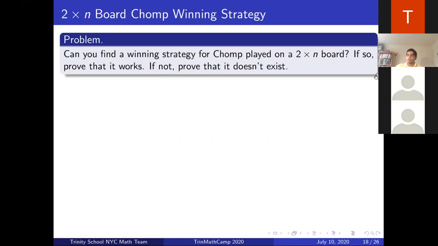Okay, so let's talk about the case where we have a 2 by N board, so 2 rows and N columns. Can you find a winning strategy for chomp played on a 2 by N board? If so, prove that it works. If not, prove that it doesn't exist. So I'll give you 2 minutes for that, just because we are running low on time. And there is a whole another game that we will talk about.